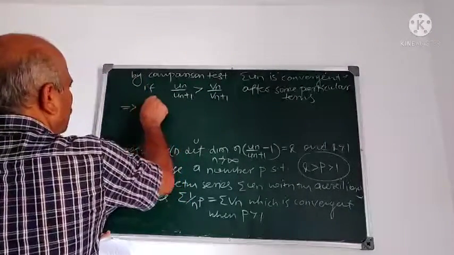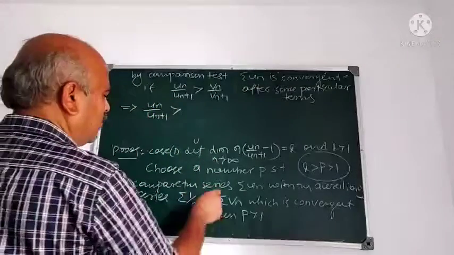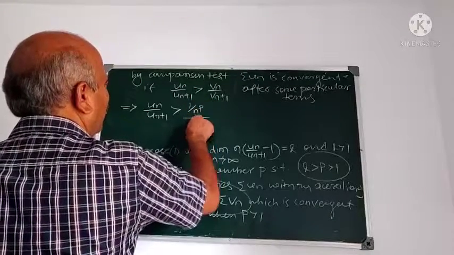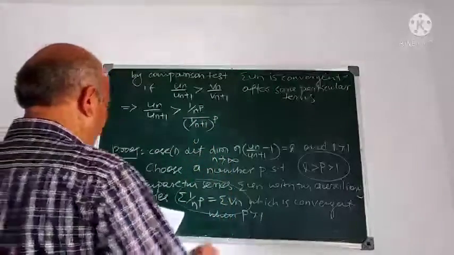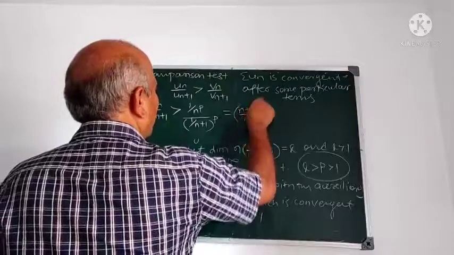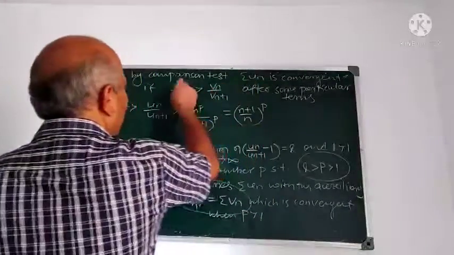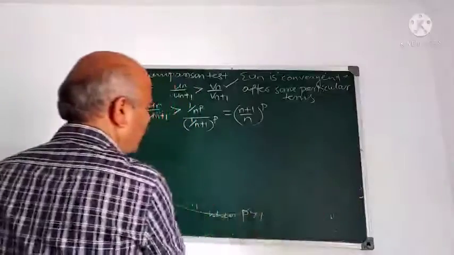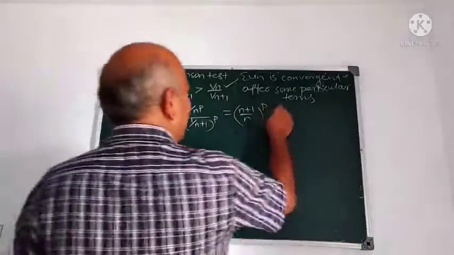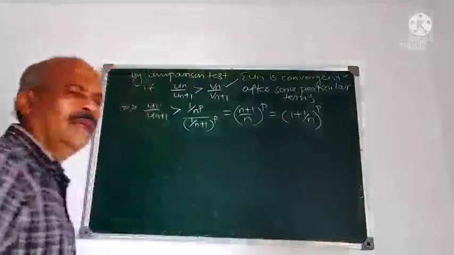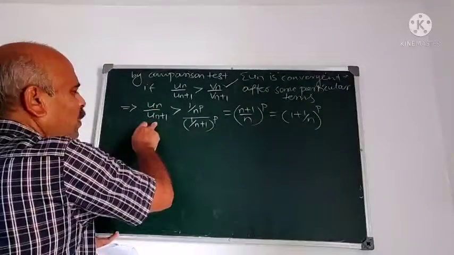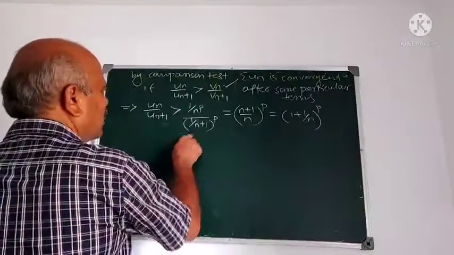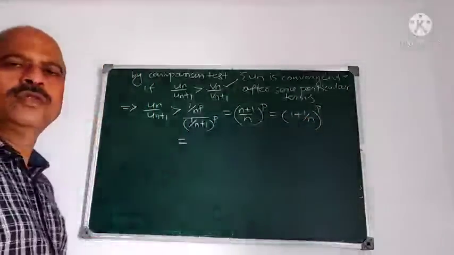Therefore, un upon un plus 1 is greater than, what is vn? So you have taken vn like this: 1 upon n raised to p upon 1 upon n plus 1 raised to p, that is equal to n plus 1 by n raised to p. Say sigma un converges if this is so. That implies un upon un plus 1 is greater than n plus 1 upon n raised to p. I write this as 1 plus 1 upon n raised to p. Sigma un converges if un upon un plus 1 is greater than 1 plus 1 upon n raised to p. Now expand this 1 plus 1 upon n raised to p using binomial theorem.